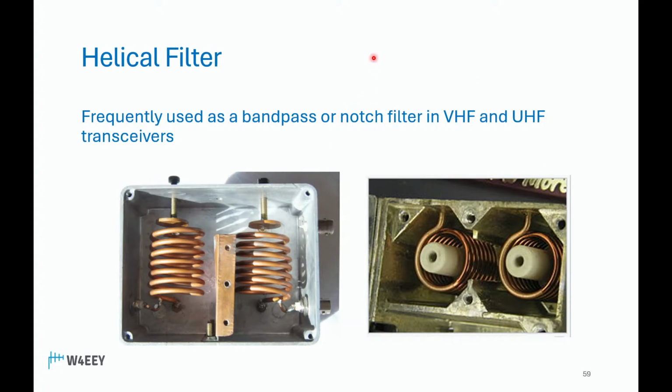And then something new in this pool is the helical filter. If you like taking radios apart, like I do, for VHF and UHF, sometimes you'll see these. The cans are opened up in this case. They're frequently used as a bandpass or notch filter in VHF and UHF.